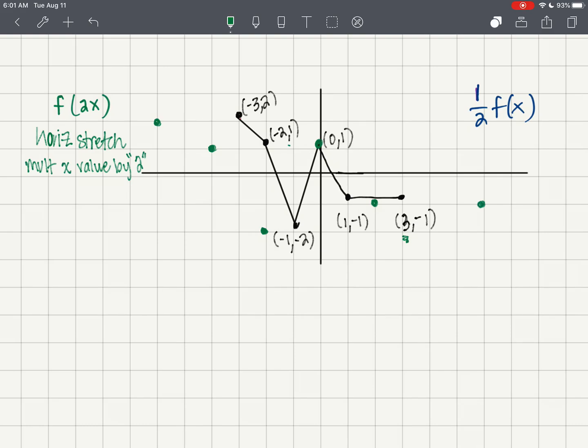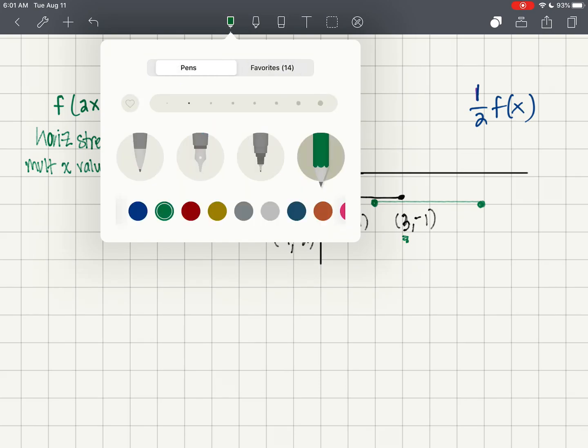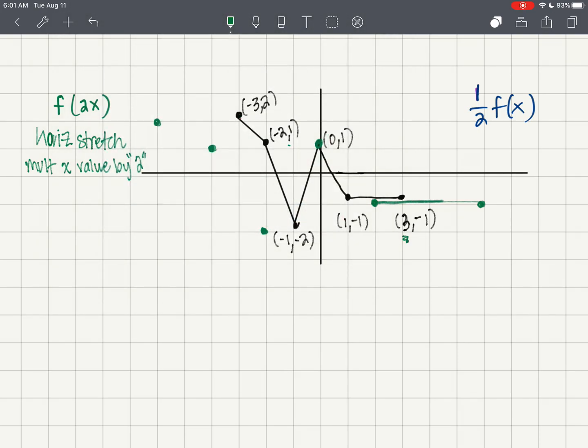So you can see that stretch happening. In fact, I'm going to change the thickness of my pen so that you can really see it. Yeah, this is pretty cool right here. So there's that horizontal stretch. Horizontal is left to right, and you can just see that it's been stretched out.